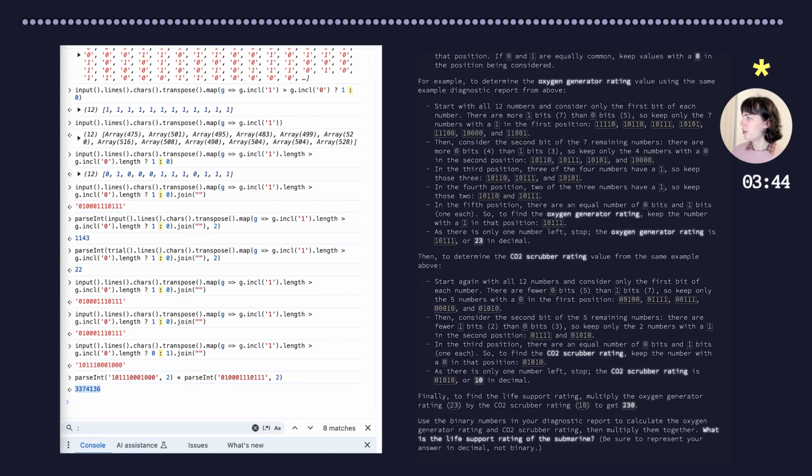Okay, great. Part 2. Life support rating in the submarine, which is multiply oxygen generator by CO2 scrubber rating. Oxygen generation rating is... This is a really interesting Advent of Code problem.